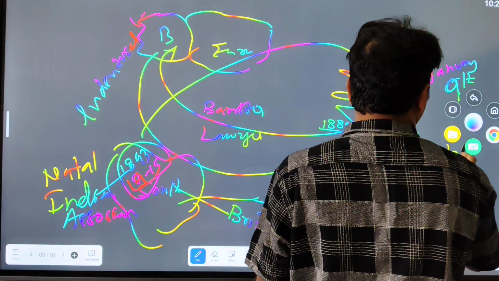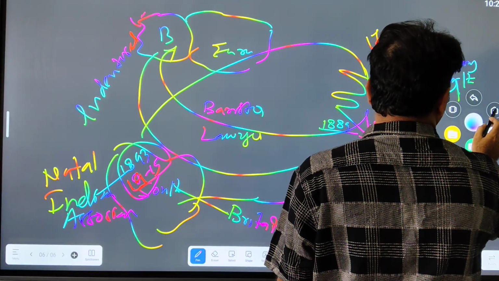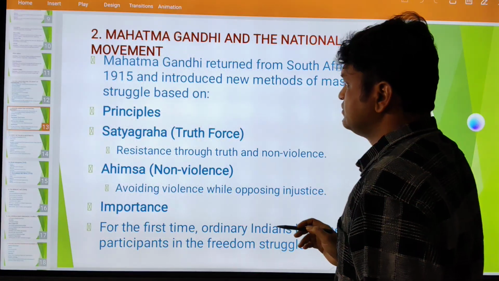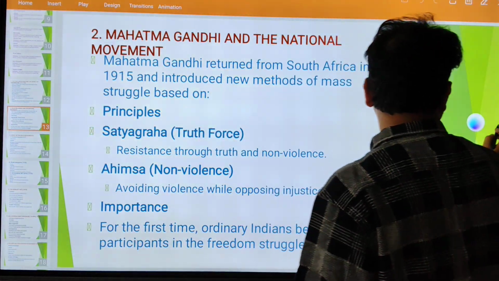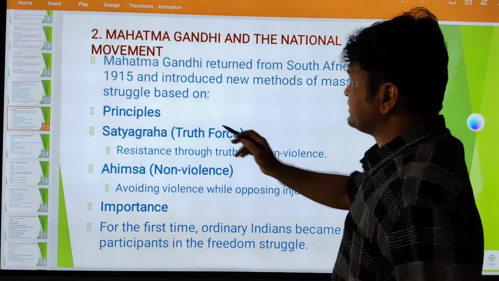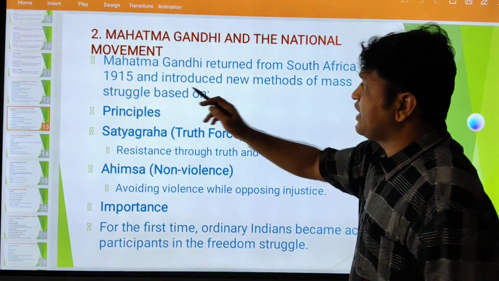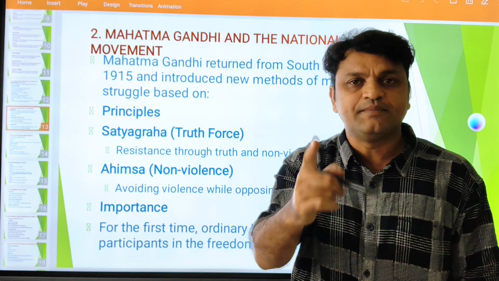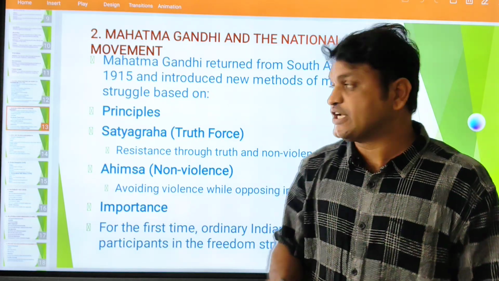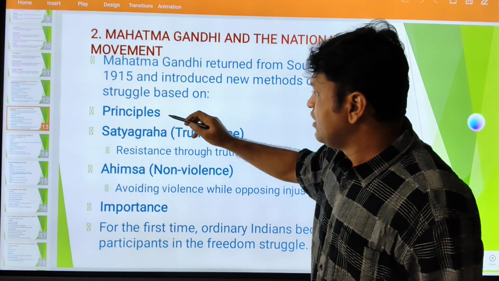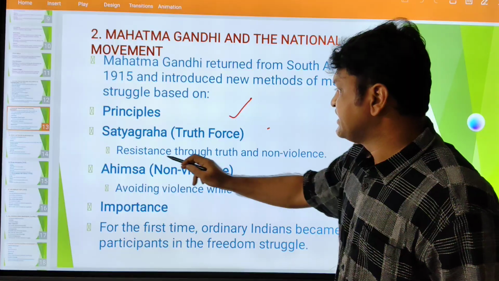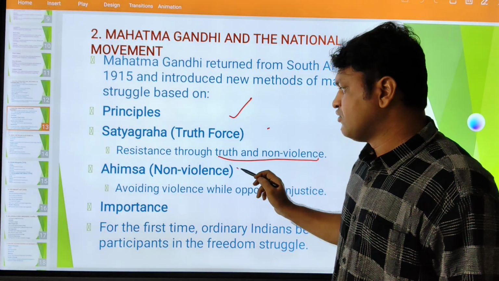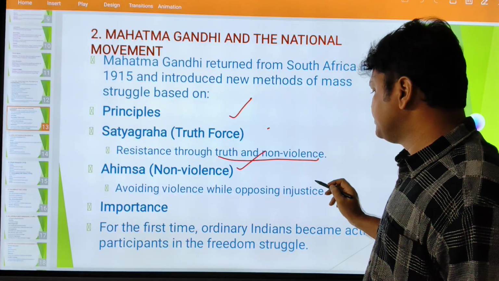Now going to the main part. So Mahatma Gandhi returned to India in 1915, January 9th. January 9th we celebrate as Pravasi Bharatiya Divas by the Indian government. He introduced new methods, principles: Satya, truth force, resistance through the truth, and ahimsa, non-violence. Avoiding violence while opposing the injustice.